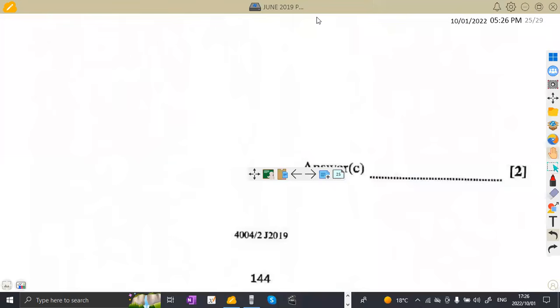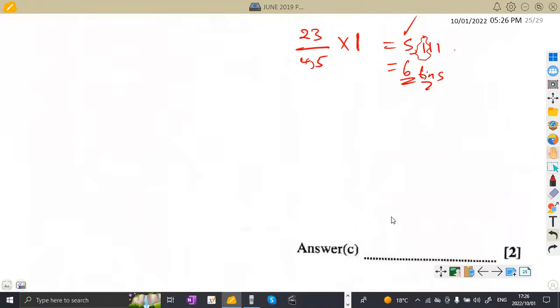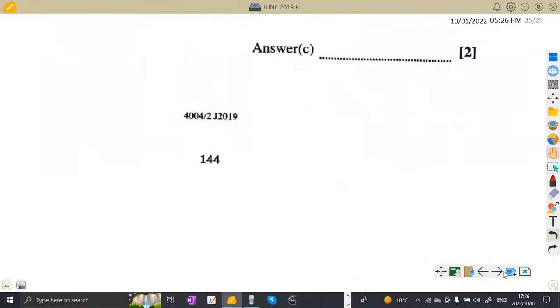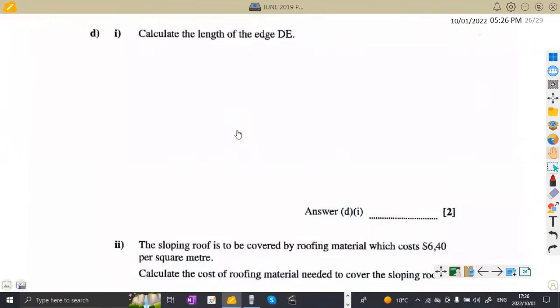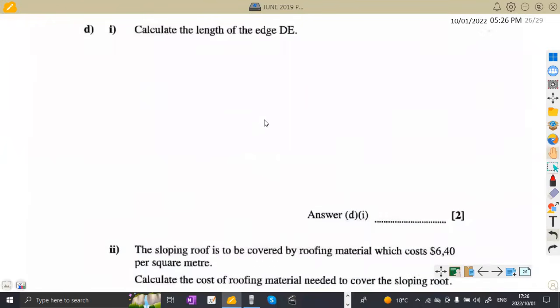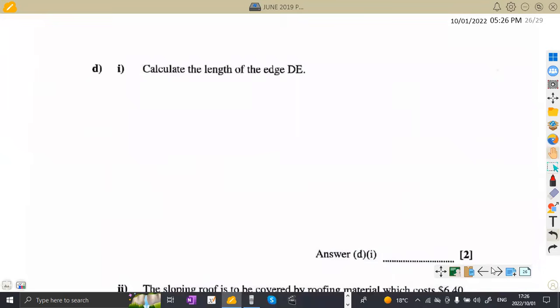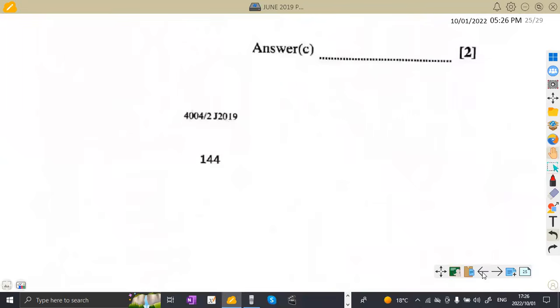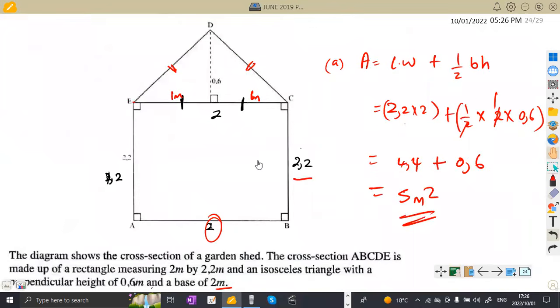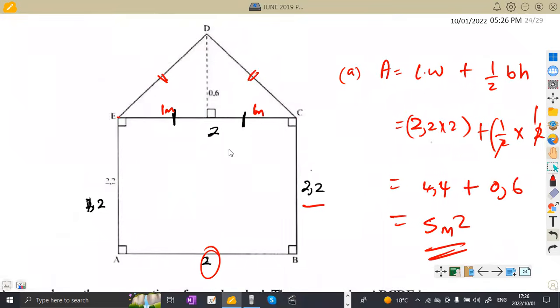Now I'm just going to cross-check the other part of the cross-section. Sorry for that. The other part is to calculate the length of the edge DE. So we want to calculate DE. Where do we have our DE here? That's D to E, the length of the edge from D to E.